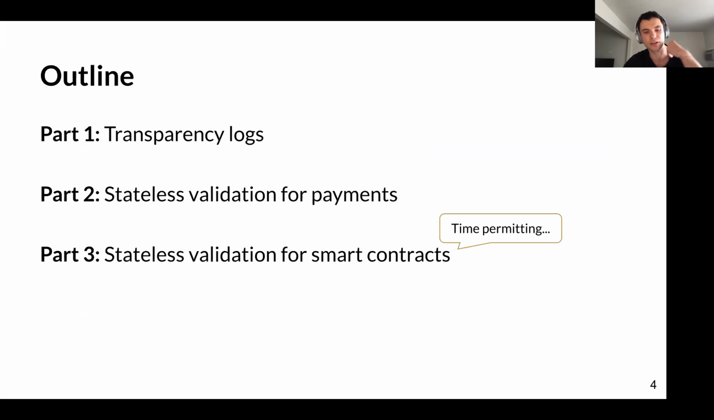The outline of the talk is, first, I'm going to talk about transparency logs and the authenticated data structure needs there, and how Merkle trees are not sufficient. Then I'll move to stateless validation for payments only. So imagine Ethereum without smart contracts. And then I'll move, if there's time, to stateless validation for smart contracts, which covers our latest work on authenticated dictionaries from RSA assumptions.